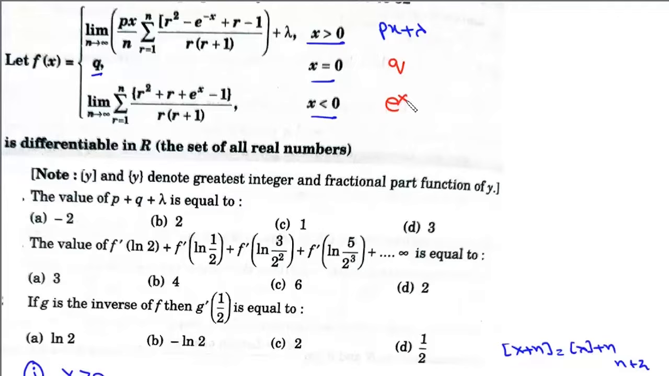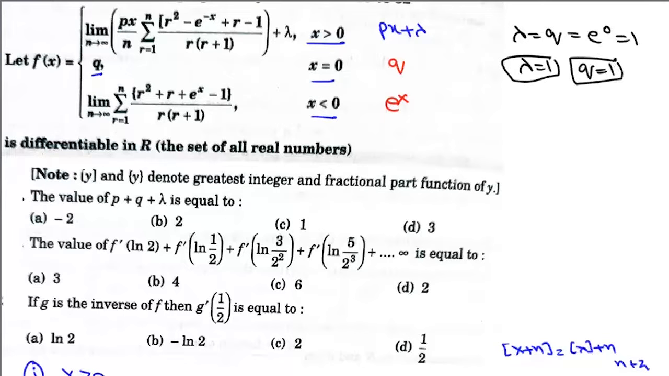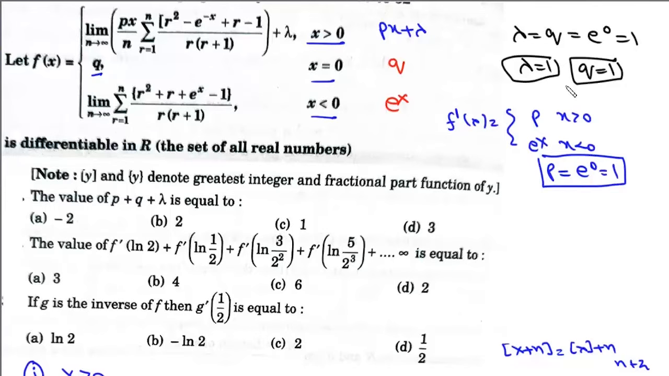Now it says it is differentiable in R. If it is differentiable in R, then it must be continuous at 0. And if it is continuous at 0, that means lambda equals q and will be equal to e to the power 0, which is 1. So value of lambda is 1 and value of q is also 1. Now it must also be differentiable. Now if we find f dash x, it will be p when x is greater than 0 and will be e to the power x when x is less than 0. So in that case, this p, it is equal to e to the power 0, which is 1. So the value of p plus q plus lambda is 3, and that's your option D.